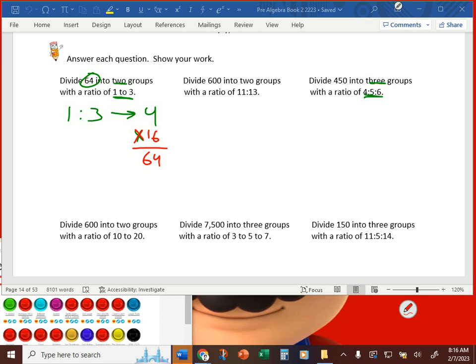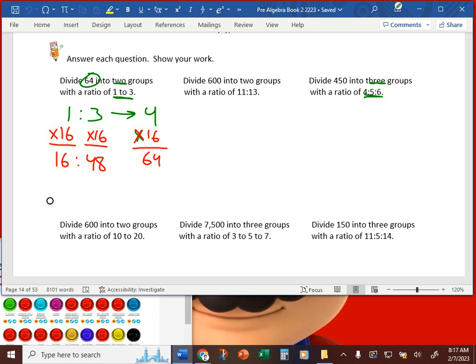Peyton, what do you suppose we do with the 1 and the 3 now? You need to make it a fraction. Divide it. Now that we found our scale factor to get from 4 to 64 is 16, we are going to apply that scale factor to both the 1 and the 3. Because if we have 4 items represented here and we multiply by 16 to get to 64, we have to multiply each of them by 16 to get 16 and 48. What is 16 plus 48? 64. It works. We've taken 64 items and divided them into two groups in a ratio of 1 to 3. Does that ring a bell? Yeah, a little bit maybe.